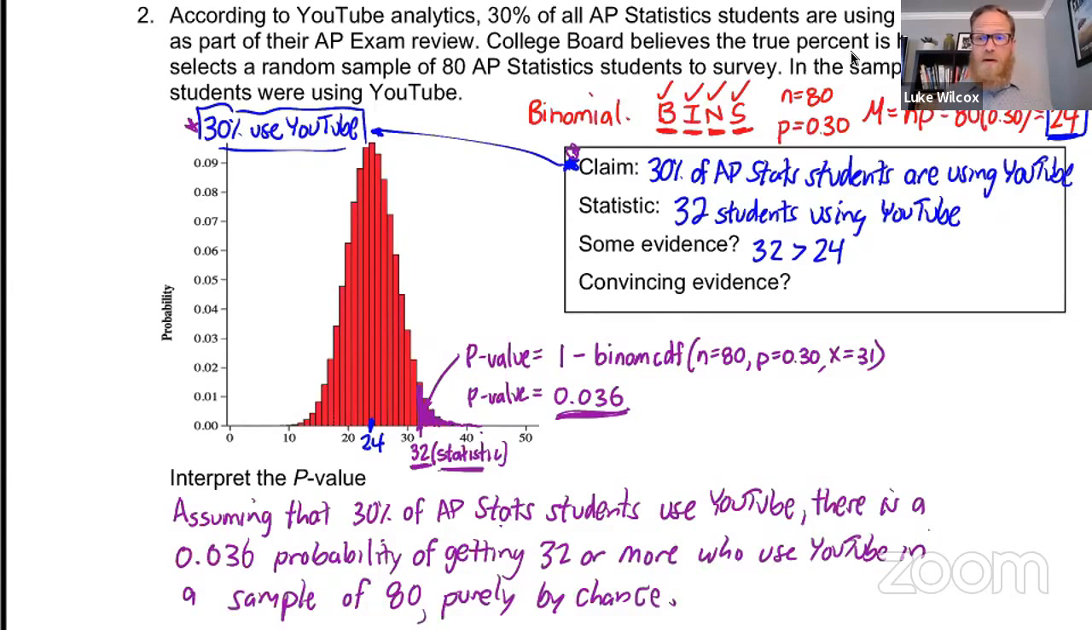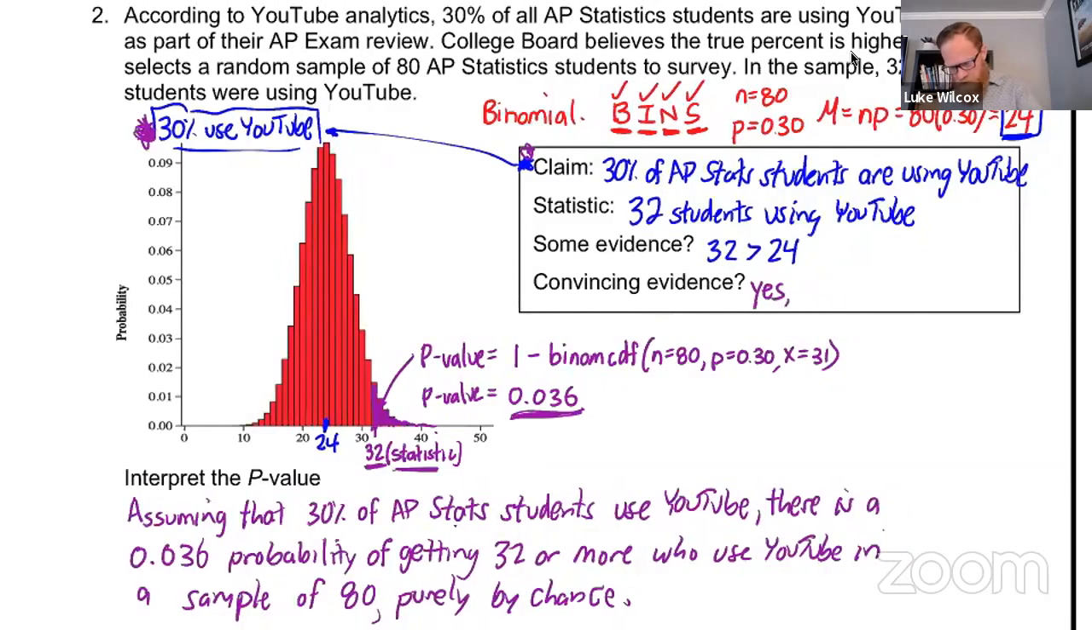Now, just like the Joy-Parkinson's activity, we've got a p-value that is very small here. It is very unlikely that we would get this result, assuming that claim was true, which is telling us that we have some evidence against that claim, and convincing evidence for the alternative, which is that the true percent is higher than 30%. So once again, do we have convincing evidence? Yes, we do, because the p-value is small, 0.036. Specifically, it's less than our alpha value of 0.05.